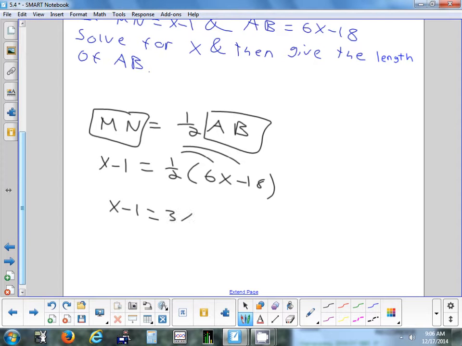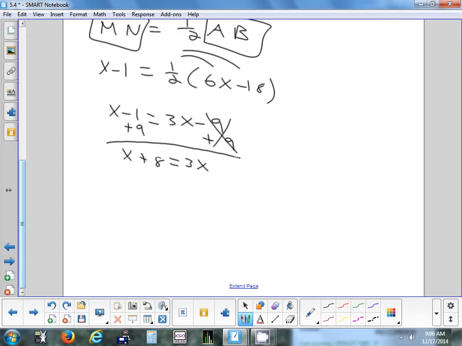3x minus 9. Yep. Okay, now we got to get x by itself. How would you put the 9 on the other side? Yep, you're going to add it. Negative 1 plus 9 gives me 8. And then how do we move that x to the other side? Subtract x, so it's 2x. Subtract x. And x equals 4. Okay, so now we got x equals 4.